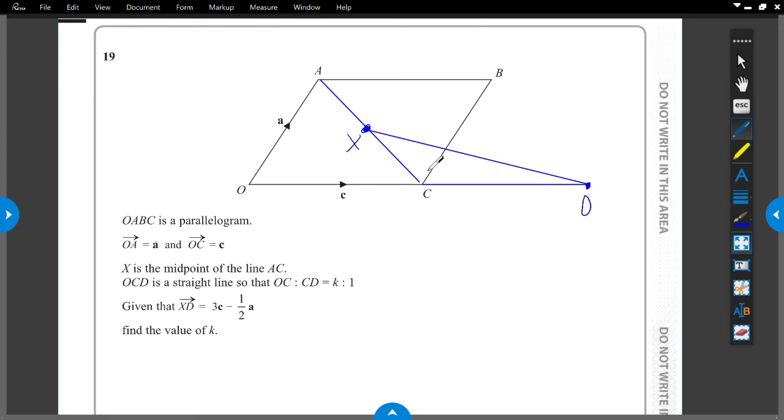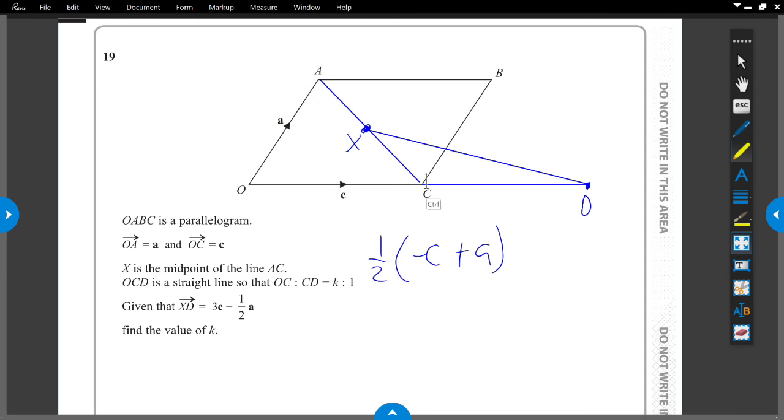C to A is the resultant of C to O, O to A. C to X is half of C to A. So if we work out C to A first, I'm going against C, so that's going to be minus C, and then going with vector A, so it's going to be adding A. And it's going to be half of that because it's the midpoint.